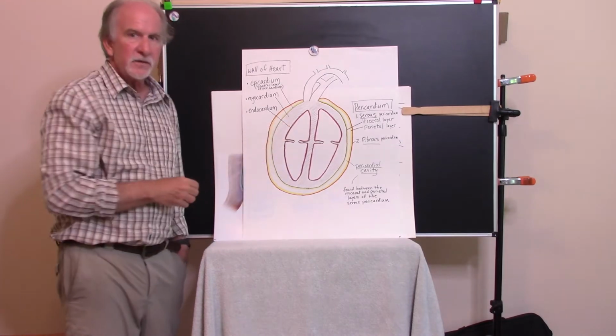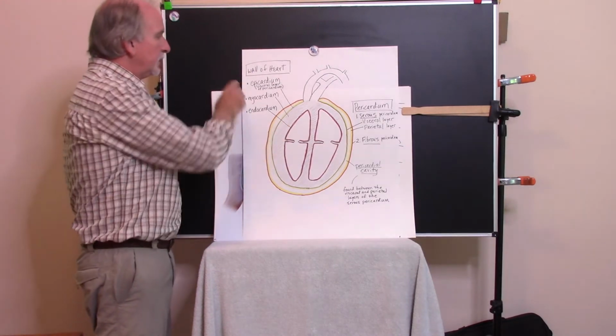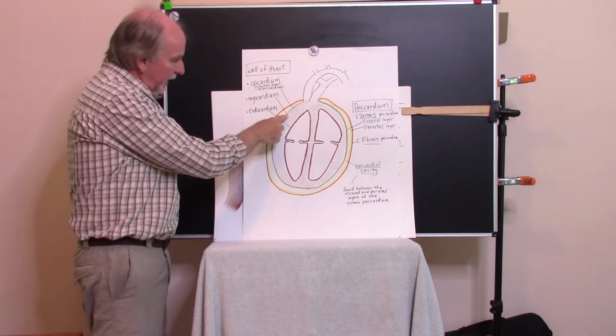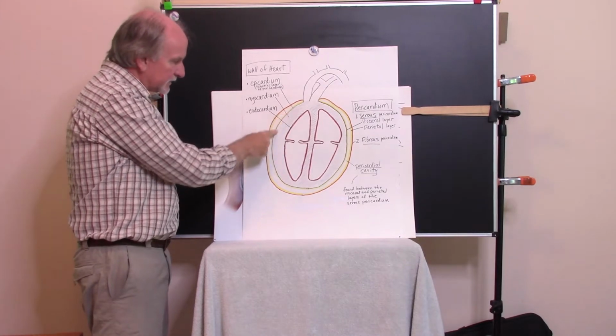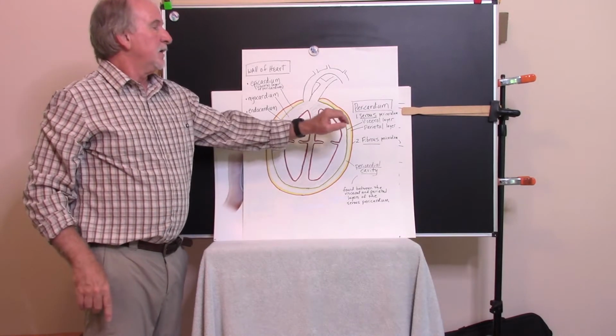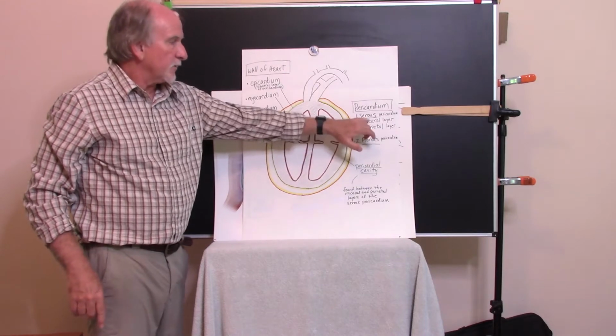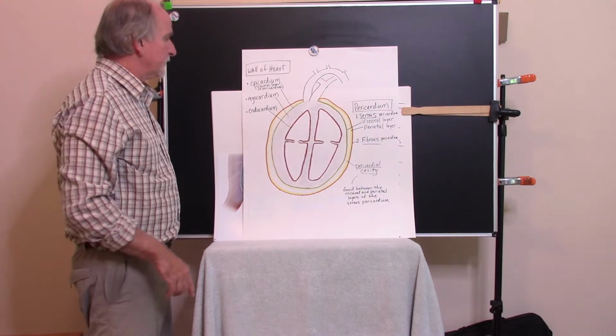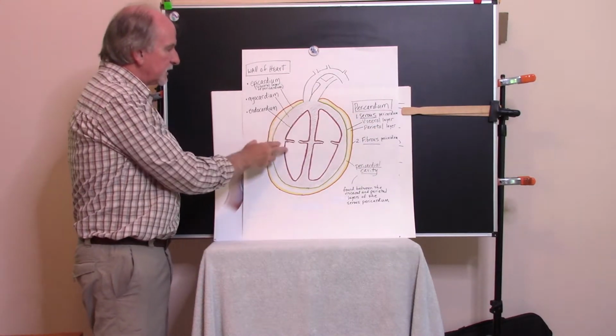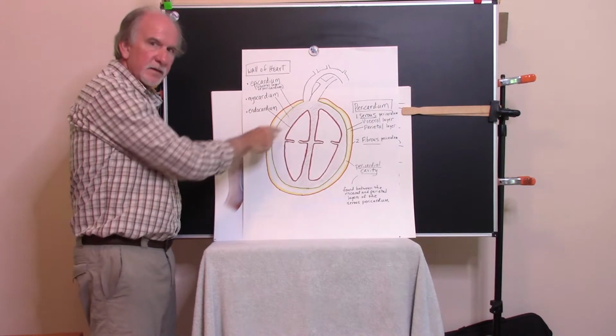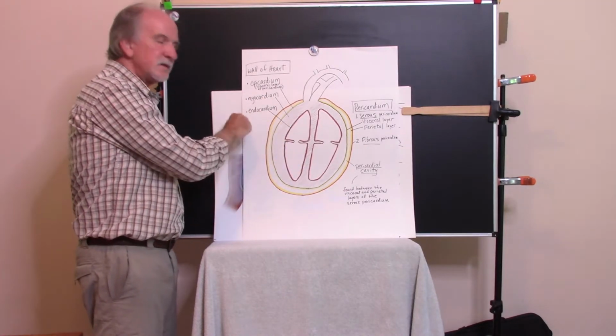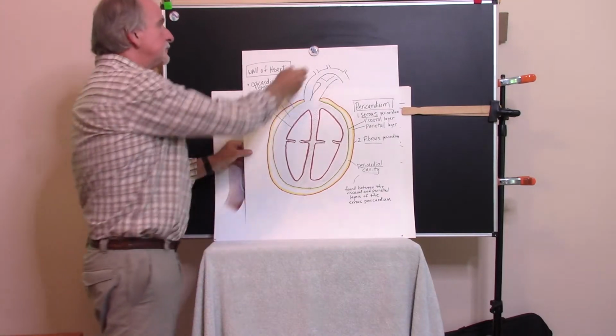The wall of the heart consists of three layers. The epicardium is the outermost layer, and it's the same thing as the visceral layer of the serous pericardium. And then the middle and thickest layer is the myocardium, and the lining of the heart chambers is the endocardium.